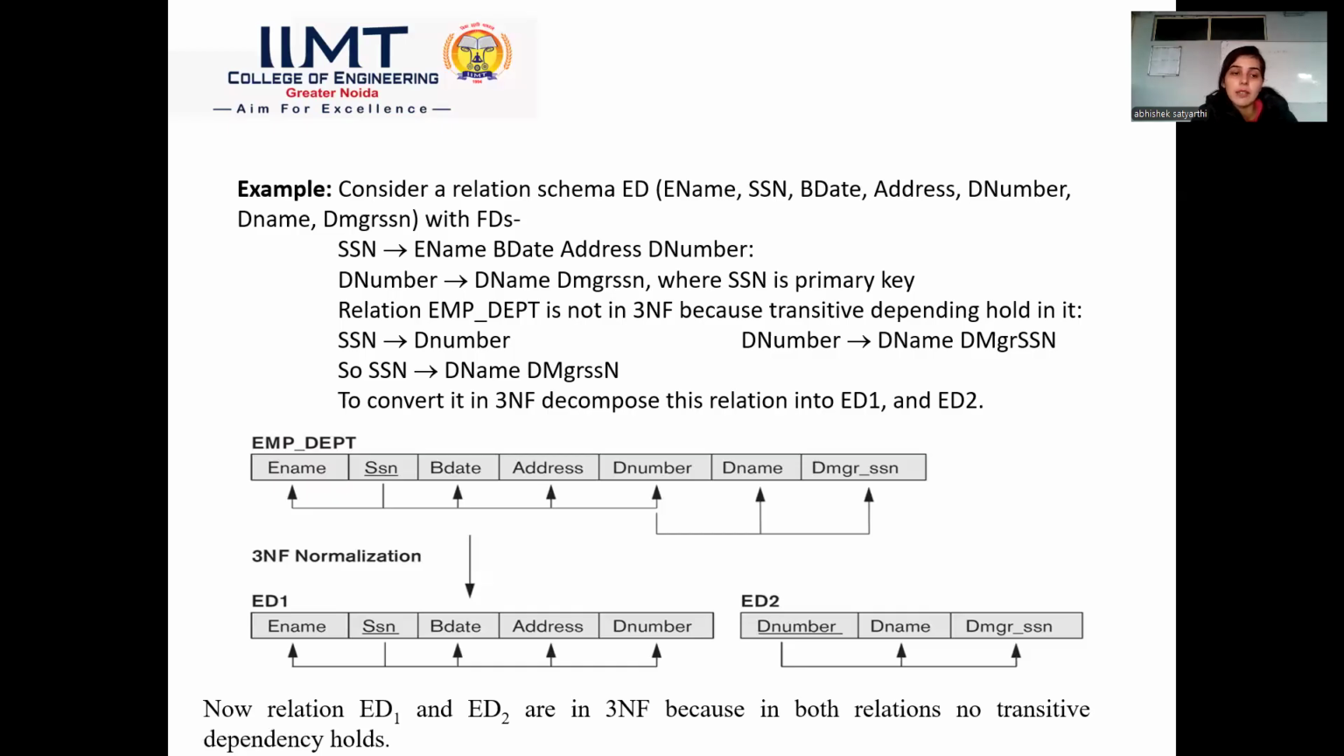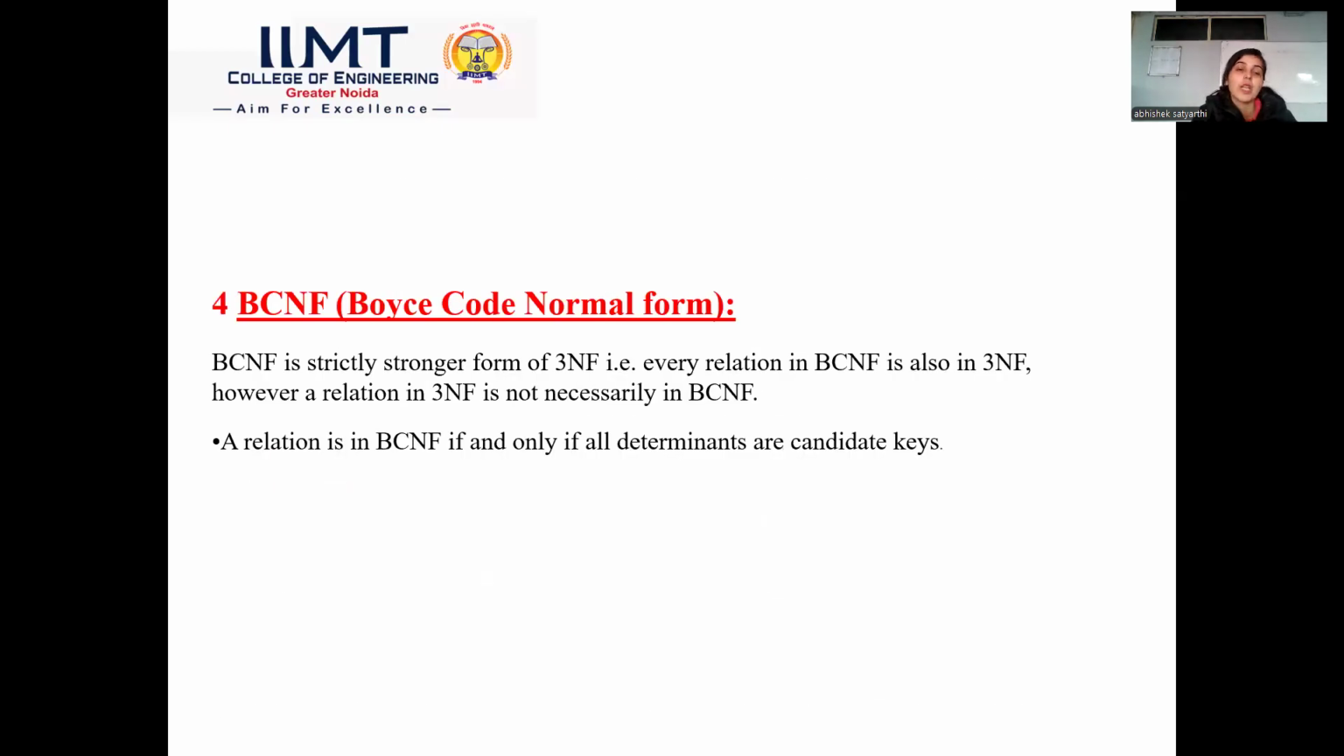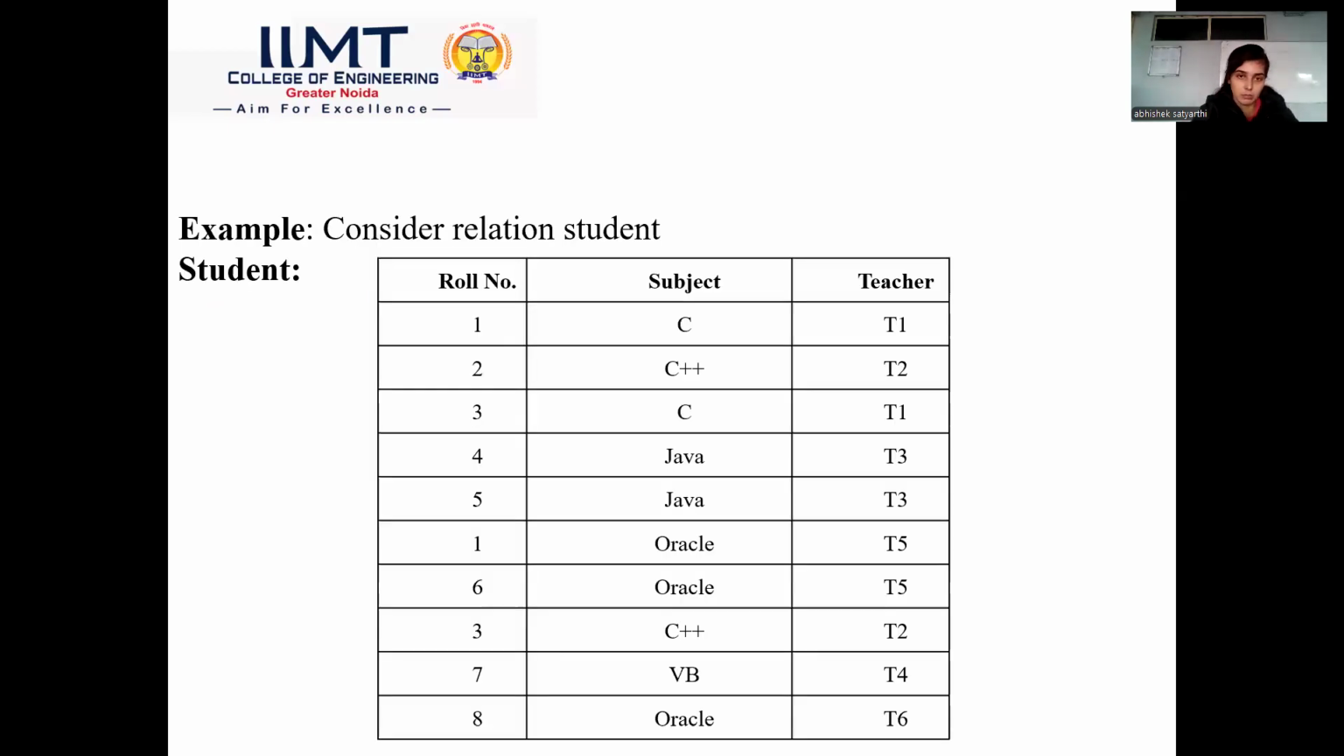Now we can say that the given relation will be in third normal form. Next is BCNF, or the other name of this is 3.5 NF. BCNF is strictly stronger than 3NF. Every relation that is in BCNF is also in 3NF. A relation is in BCNF if and only if all the determinants are candidate keys, meaning the left hand side should be a key.